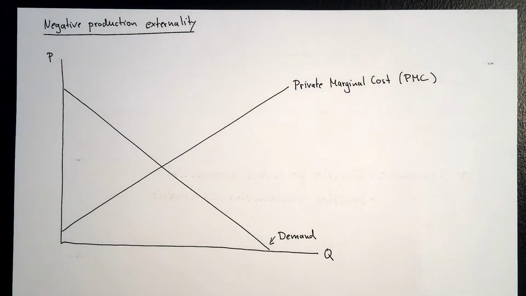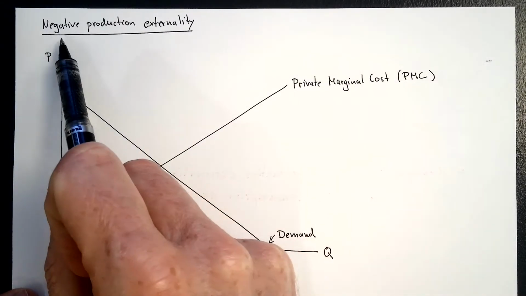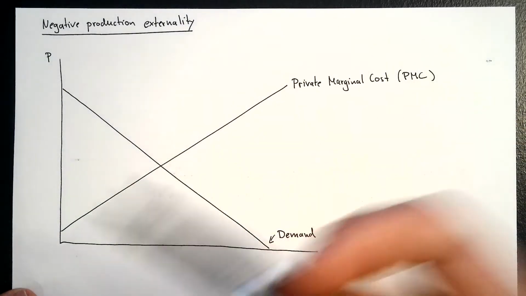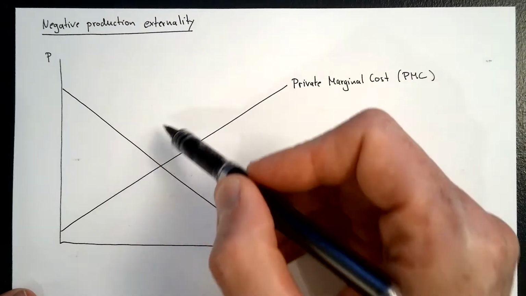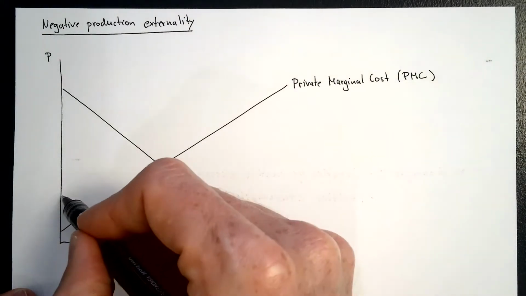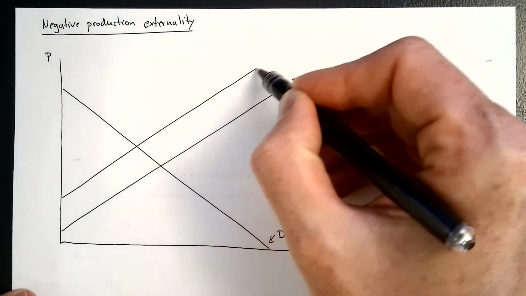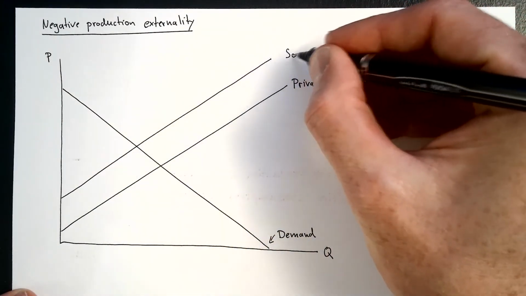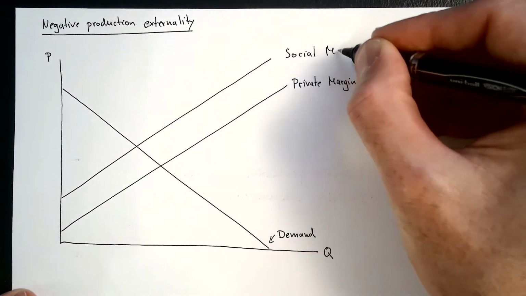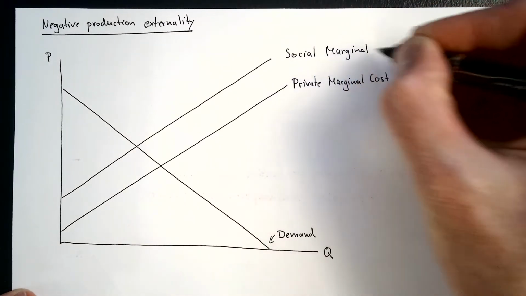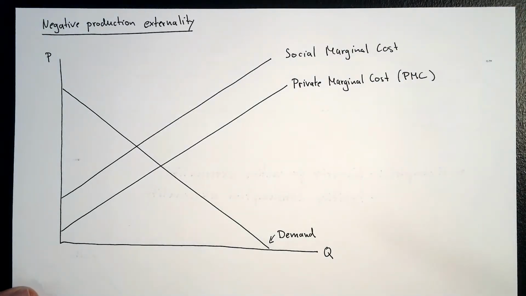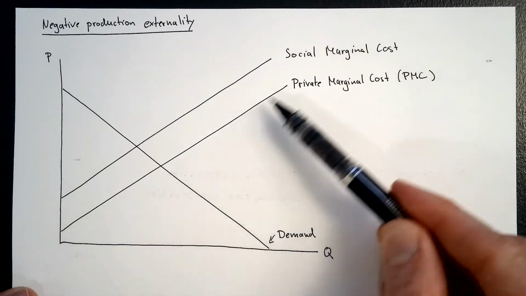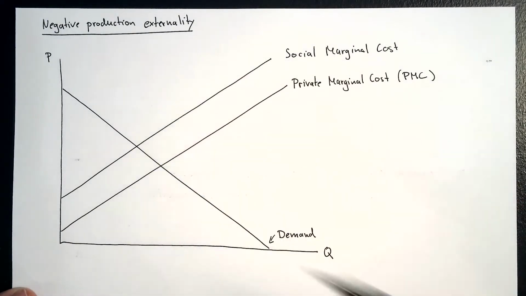Now this has to be distinguished from the social marginal cost, because we have a negative production externality, there is an additional cost associated with this good that lies above the private marginal cost. So let's just draw this function here, and this is the social marginal cost. This social marginal cost is basically what society pays for the good, and this is composed of the private marginal cost and this external cost here.